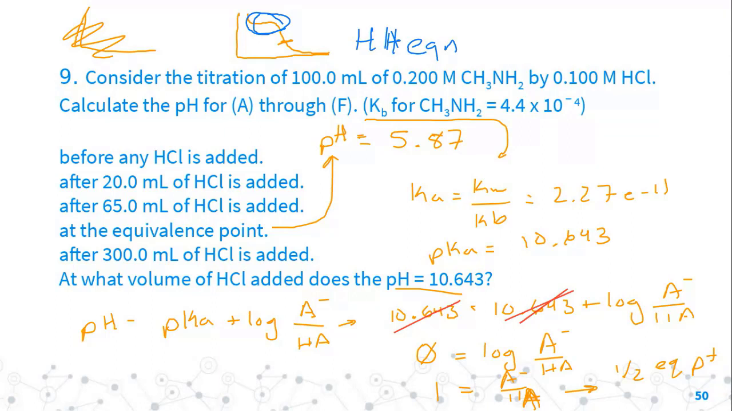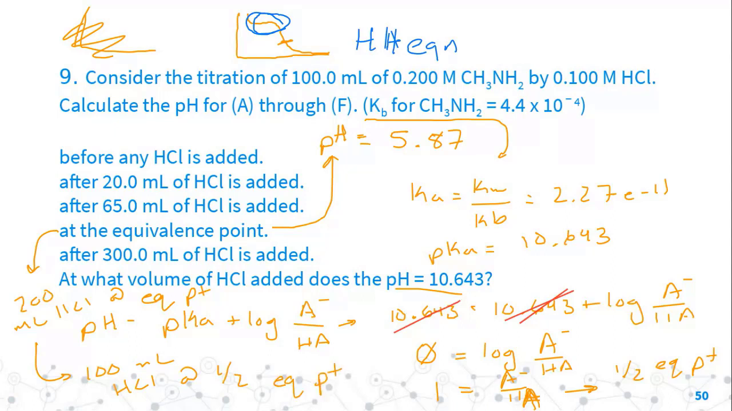Do you remember from 9D how much acid we used? If you guys remember, we used 200 milliliters of HCl at the equivalence point. So that means we're going to use 100 milliliters of HCl at half equivalence point. All right, so the answer would be 100 milliliters.